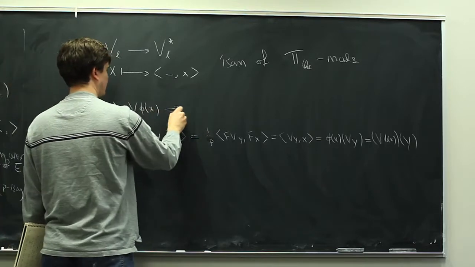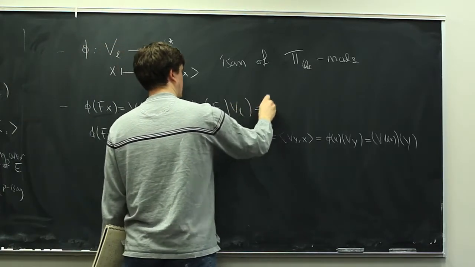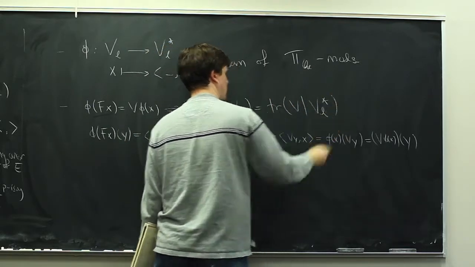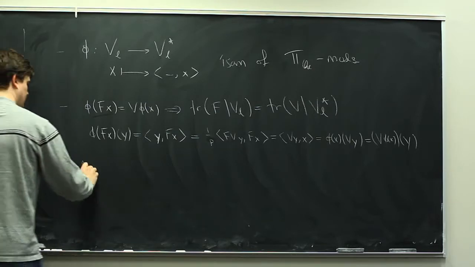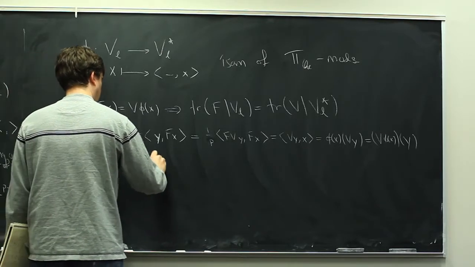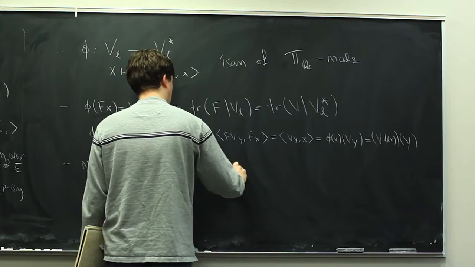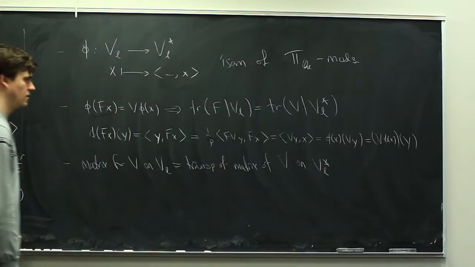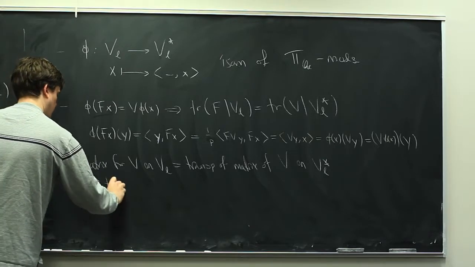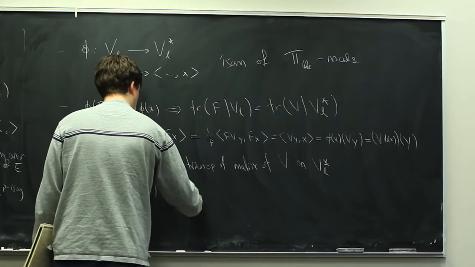So anyway, this implies that the trace of Frobenius on V_L is equal to the trace of the Verschiebung on the V_L dual, because phi is intertwining these two actions. But now, V_L is a free module of rank 2. If you pick a basis for it and compute the matrix of V, and then you take the dual basis and compute the matrix of V on the dual space, you just get transposes. So the matrix for V on V_L is the transpose of the matrix of V on V_L dual. So in particular, their traces are the same. So that says that the trace of Frobenius on V_L is equal to the trace of the Verschiebung on V_L.